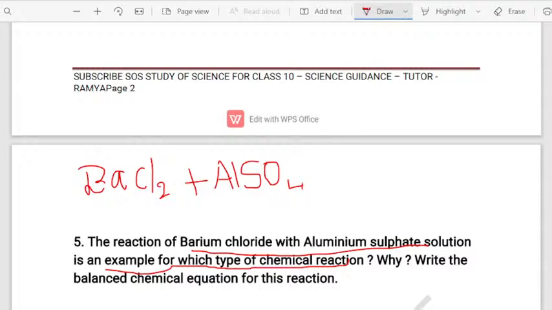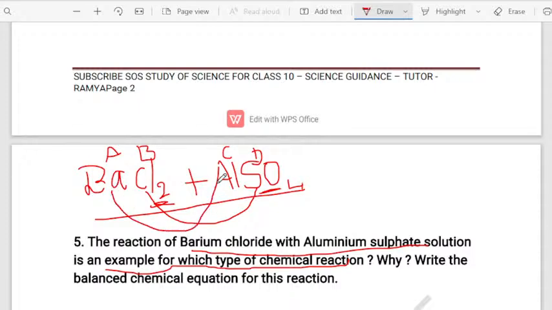Very good, many are answering. You have to understand, if this is a type of reaction, consider it as A and this as B. In yesterday's class I told you this will be C and this will be D. If you look at this equation, it is an example of double displacement. In a double displacement reaction, mutual exchange of ions takes place. Here chlorine will come to the aluminium side. Yesterday I told you A always combines with C, B always combines with D.